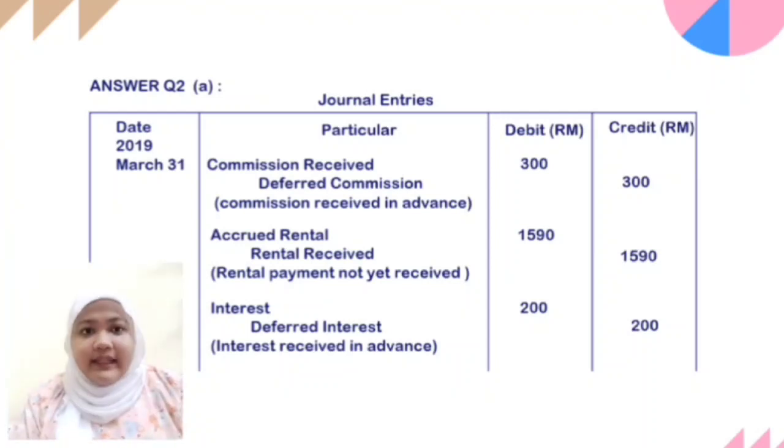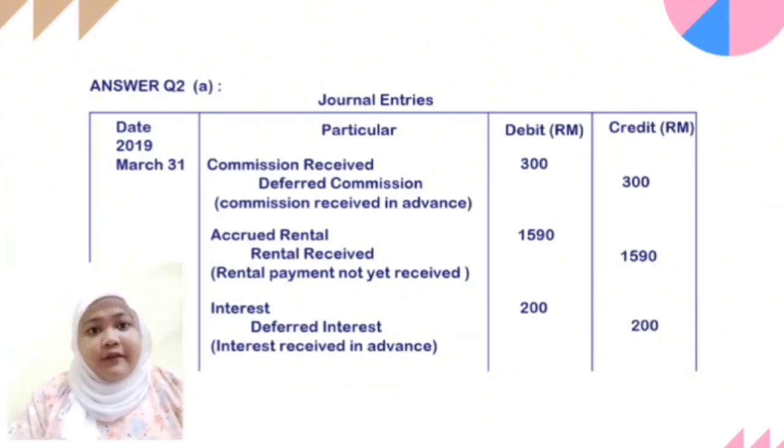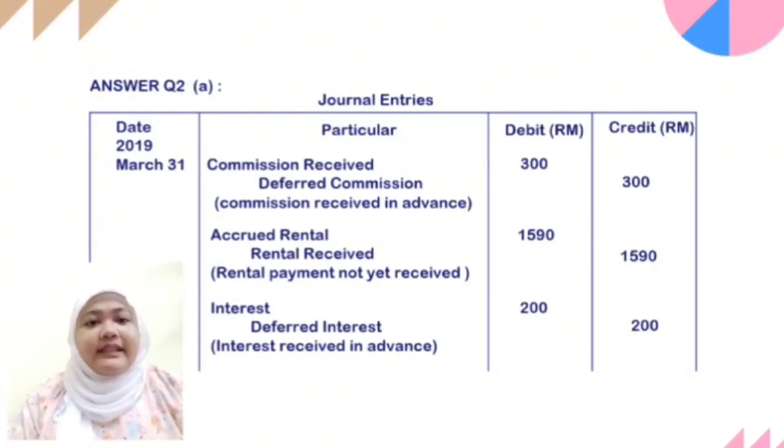For the second one, from our second additional information, rent revenue is 370 per month. If we multiply 370 by 12, we get 4,440. But in our trial balance, we only recorded 2,850. That means the balance of 1,590 will be our accrued rental. So for the journal, we will debit accrued rental and credit rental received, and the explanation will be rental payment not yet received.